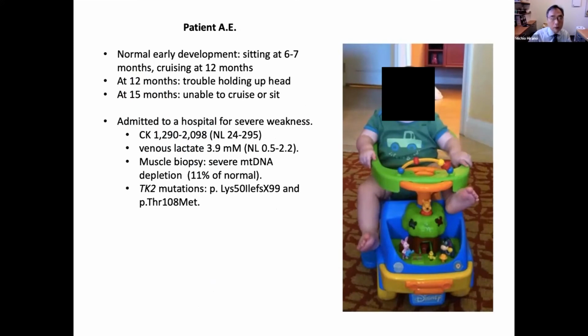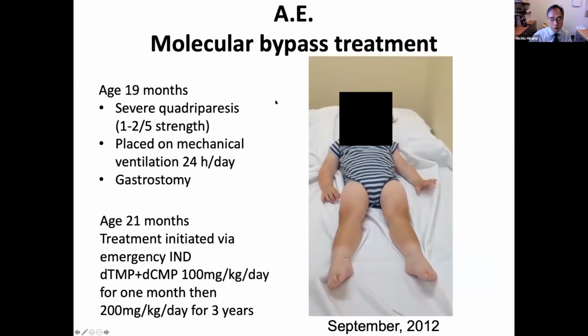While we were doing the therapies in the mouse, we were, of course, clinically seeing patients as well. And this is one of our early patients who came to us back in 2012, a young boy who was normal in the first year of life, but at age 12 months, his grandmother noted that he had trouble holding up his head. And within 3 months, he lost the ability to sit and just cruise.